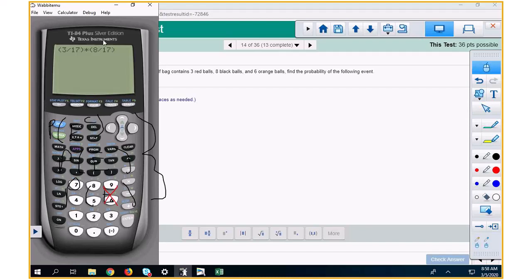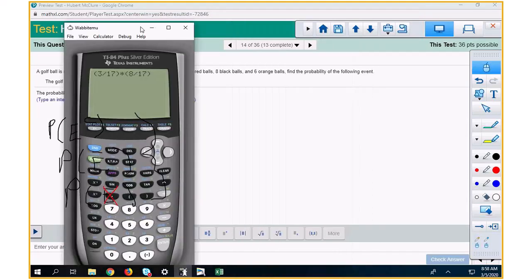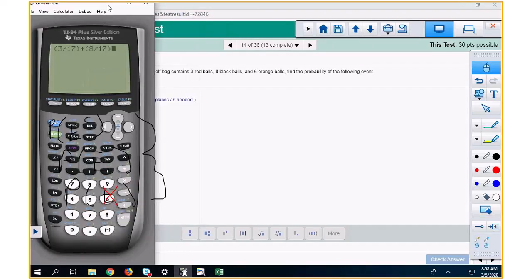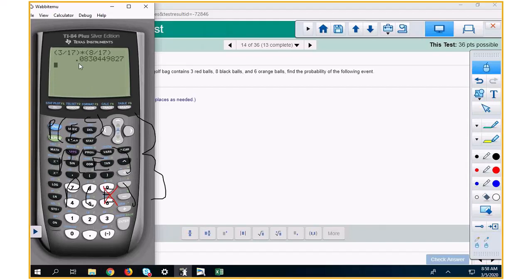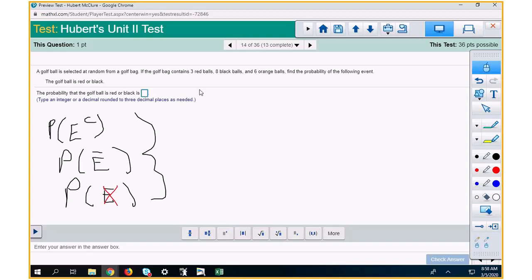Does everybody understand? You have to read the question on that one because I had to read it twice. One golf ball is selected. So enter. I get 0.0830.